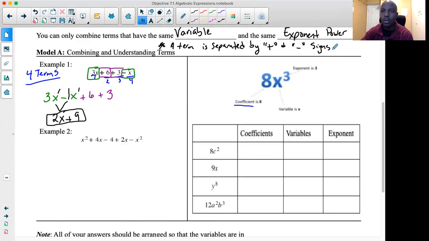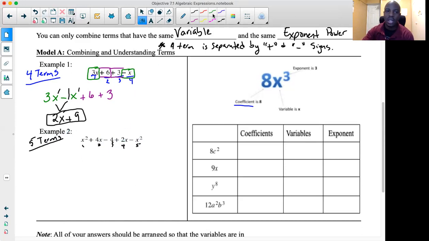Okay, so how many terms are here? If you said 5 terms, you are correct. Let's count. 1, 2, 3, 4, 5. Okay, there are 5 terms here.